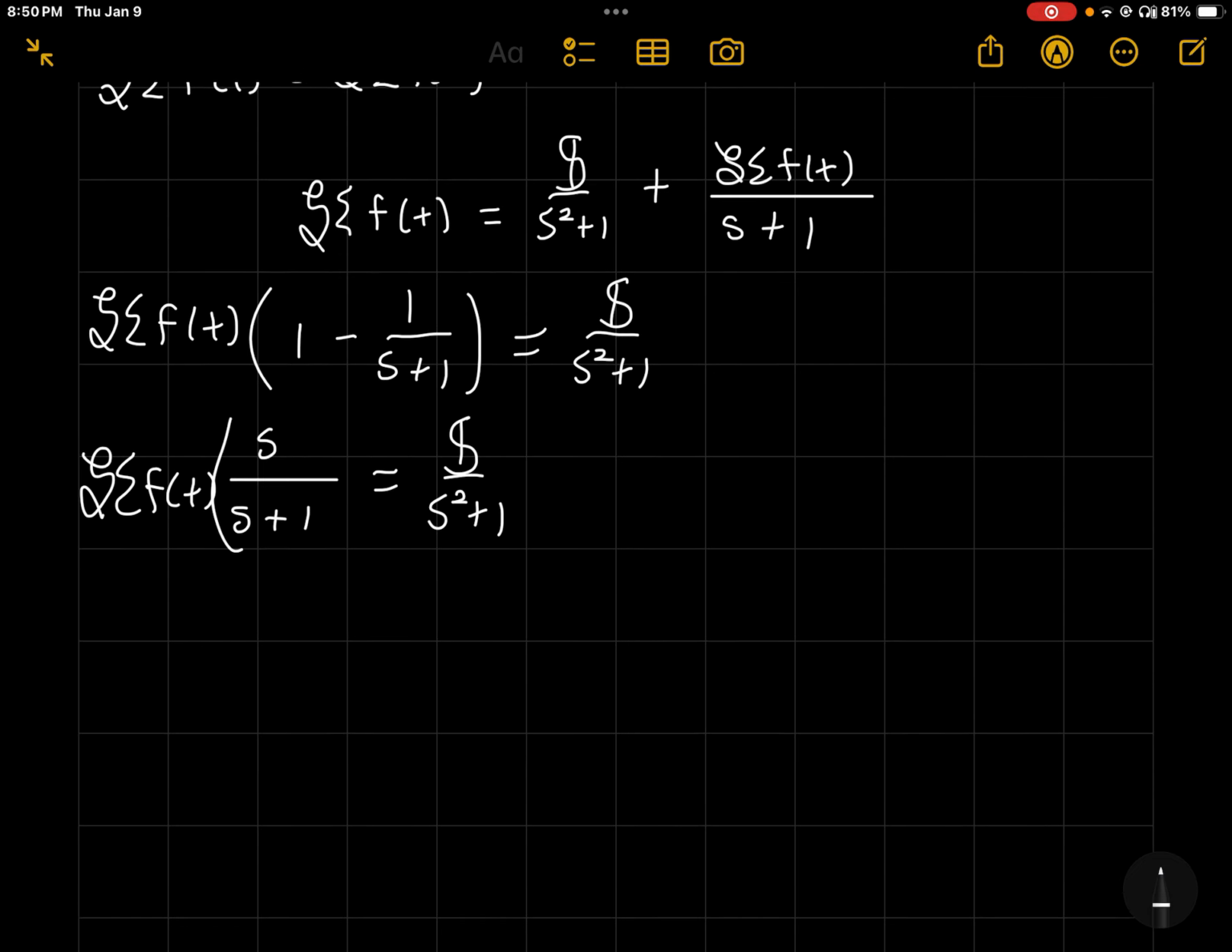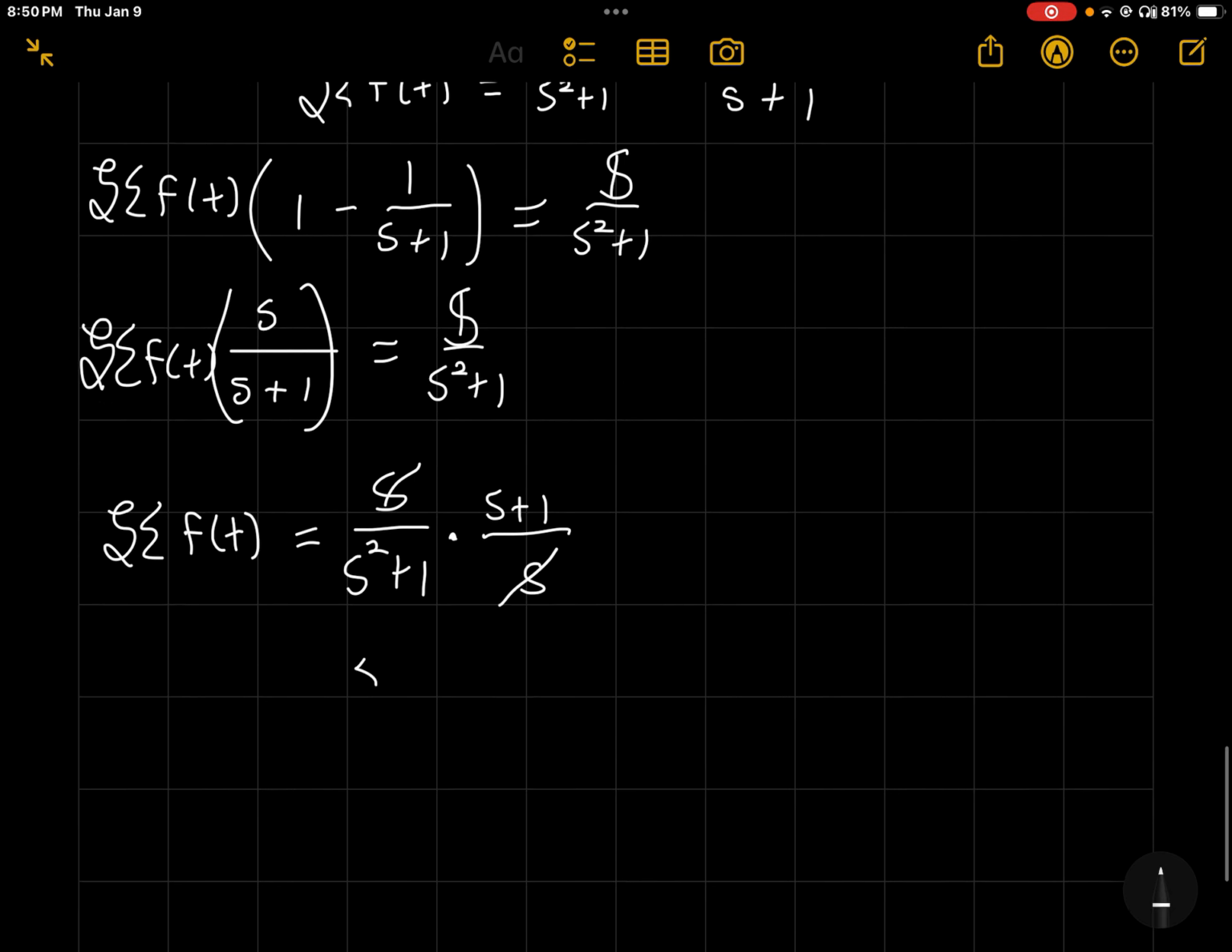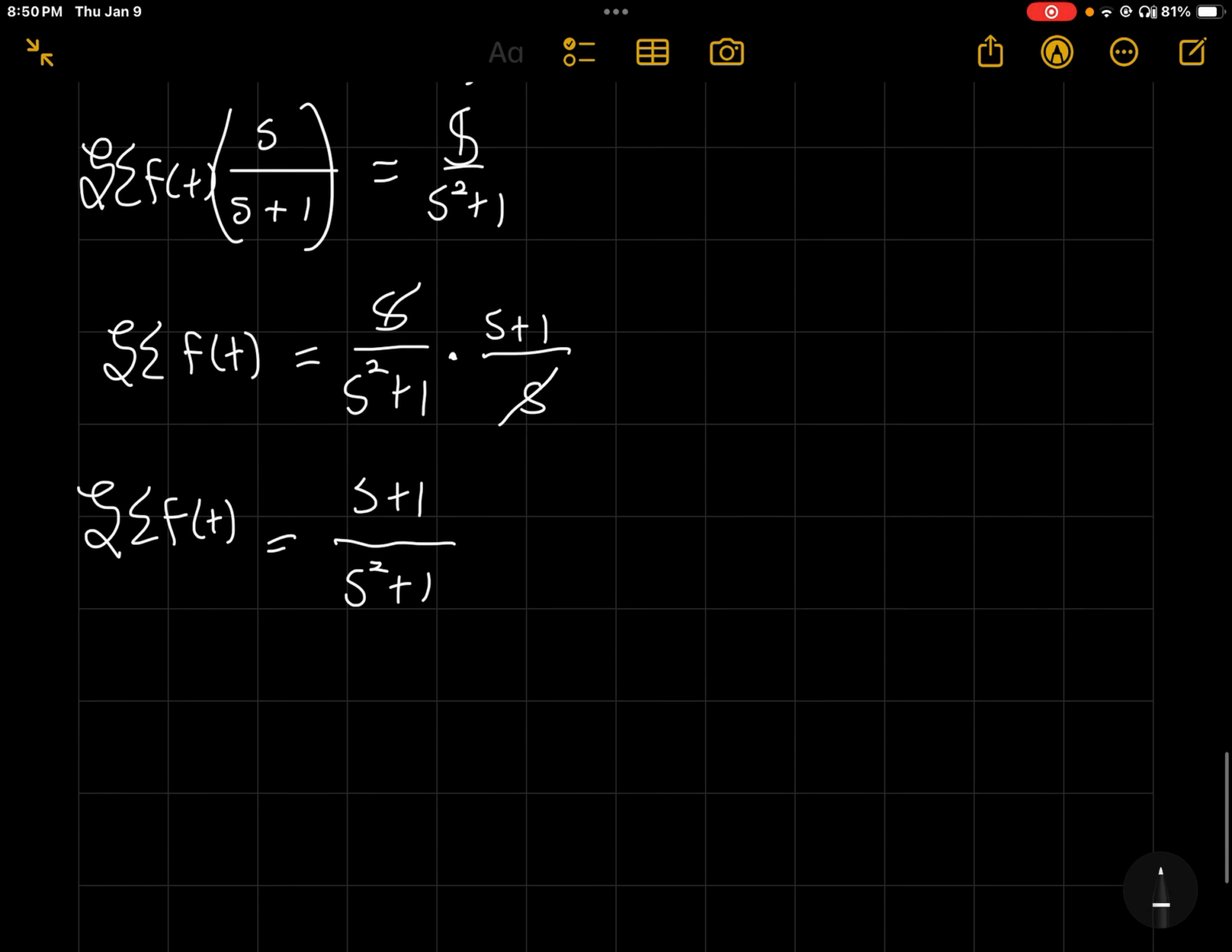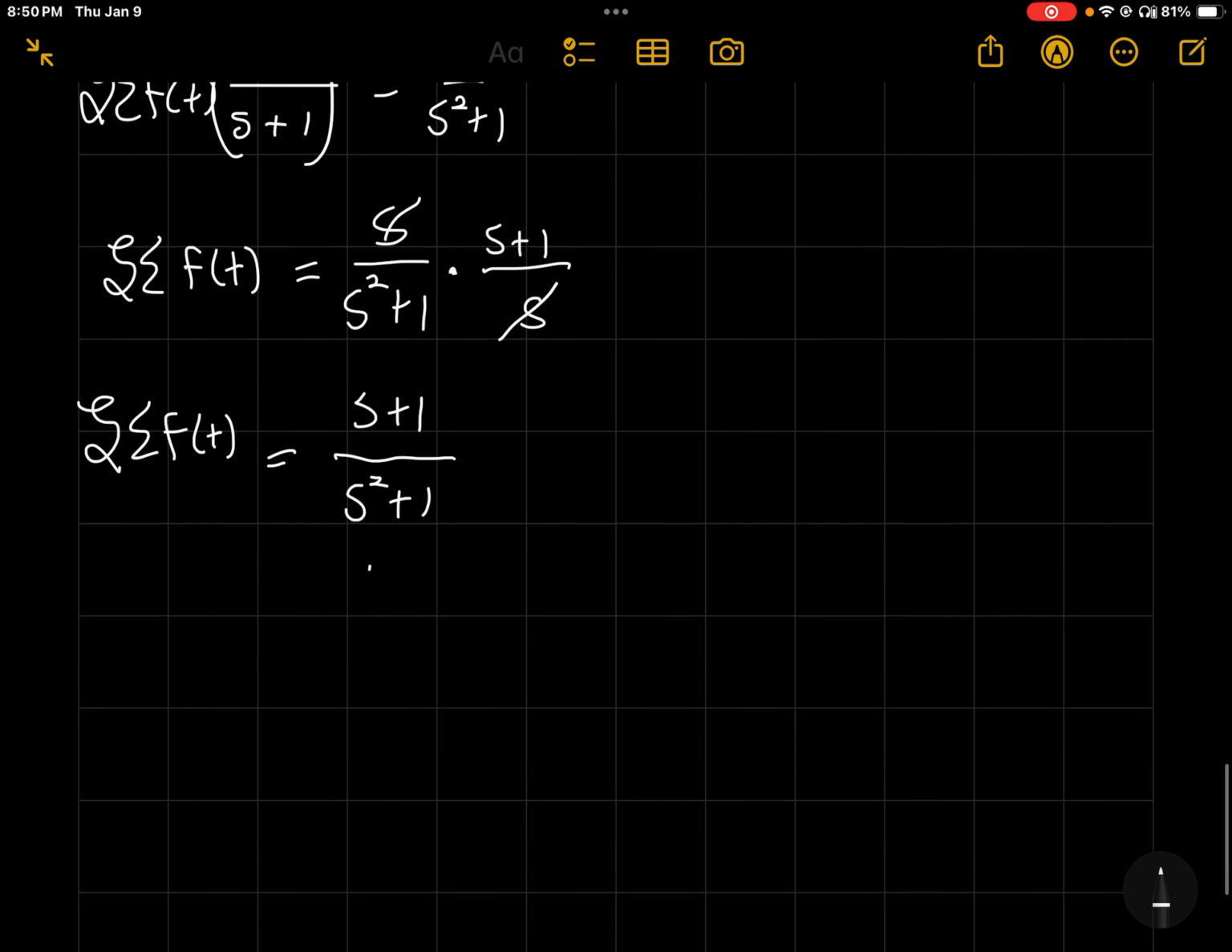So what we're going to do is move this to the other side, and in order to do that, we have to divide both sides. Using the method of keep, change, flip, what we're going to get is this. And then we can rewrite this as s plus 1 over s squared plus 1 is equal to the Laplace transformation of f of t. Here we do not have to do partial fraction decomposition. We could just rewrite it as s over s squared plus 1 plus 1 over s squared plus 1 is equal to the Laplace transformation of f of t.